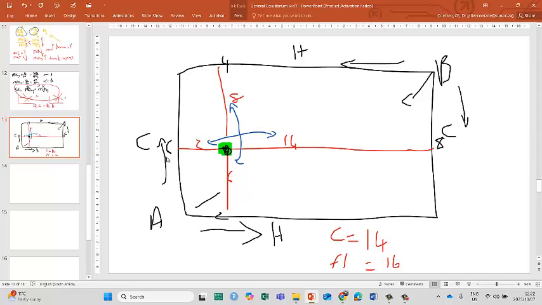In this case, A had 6 Cokes and 2 haircuts. B has 4 haircuts and 8 Cokes. So the total amount of Cokes in the economy is 14 and the total amount of haircuts in the economy is 16. Of this 14, A has 6 and B has 8, and of the 16 haircuts, A has 2 and B has 14. I hope that makes sense.